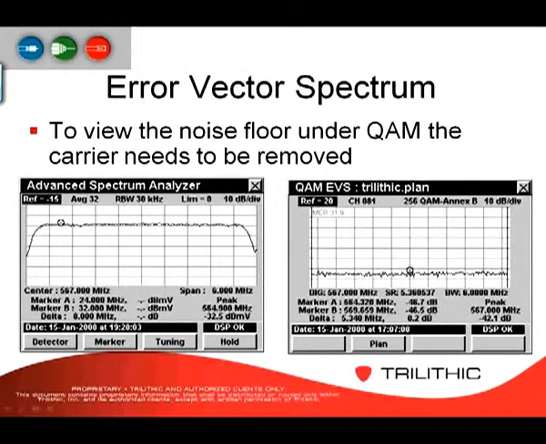As far as we know, there could be noise there, and we may not see it. So what QAM EVS does is it removes that haystack out of the picture digitally. We have the ability to do that because we have digital signal processing, so it can mathematically remove that haystack from the screen, and the only thing remaining is the noise floor that's under that QAM carrier.